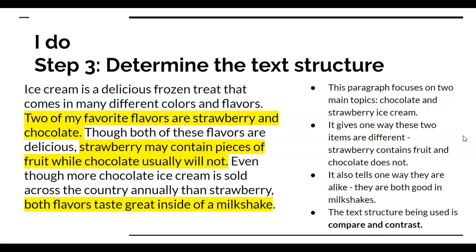That takes us to step number 3, which is to determine the text structure. So we have to consider the clues that we found along with the information that we gathered as we are reading. So again, just to briefly cover some of those things, this passage is focused on 2 different topics, strawberry ice cream and chocolate ice cream. It tells me how they're the same and how they're different. The difference it gives me is that strawberry ice cream has fruit in it and chocolate does not. And then the similarity is that both flavors taste great inside of a milkshake. So since this is talking about 2 separate things and it's telling me how they're the same and how they're different, I can determine that the text structure used here is compare and contrast.